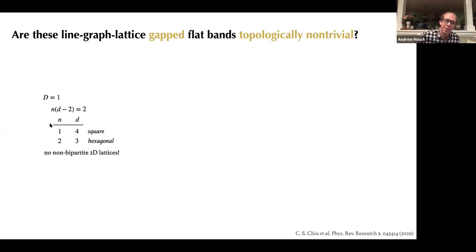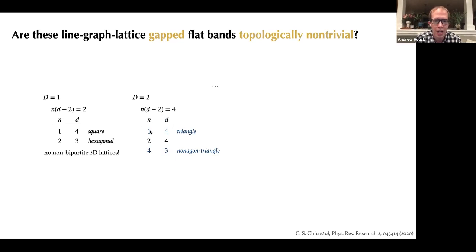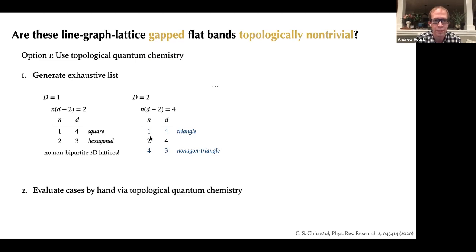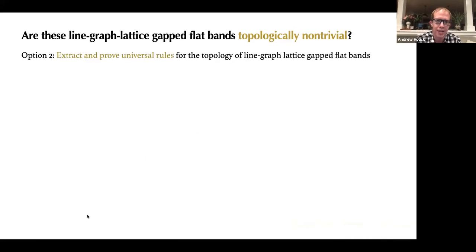So you can show that there are, in fact, no non-bipartite graphs that give you a non-degenerate flat band in a line graph. That's provable just by doing this. For d equals 2, you can actually do the counting, and you can show that there are in fact 2 pairs that give you gapped flat bands. And then for each of these pairs, you can actually just use topological quantum chemistry to figure things out.